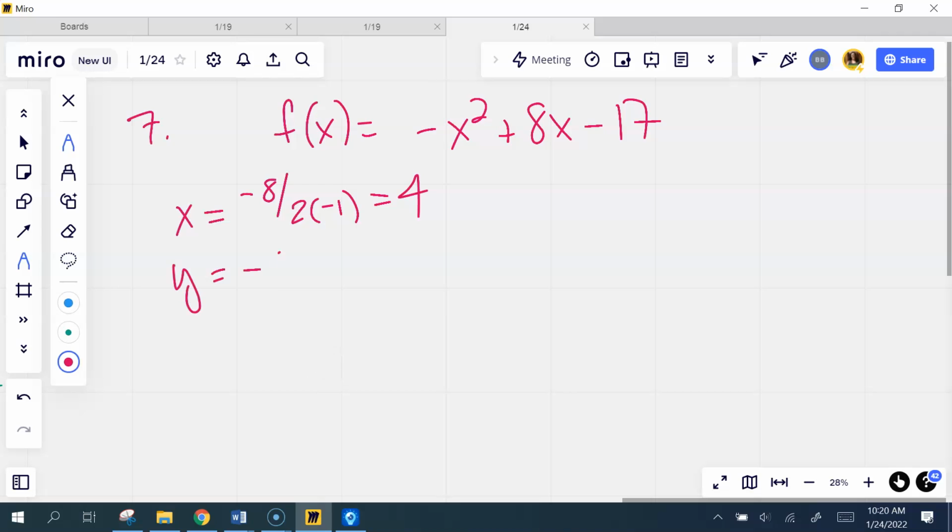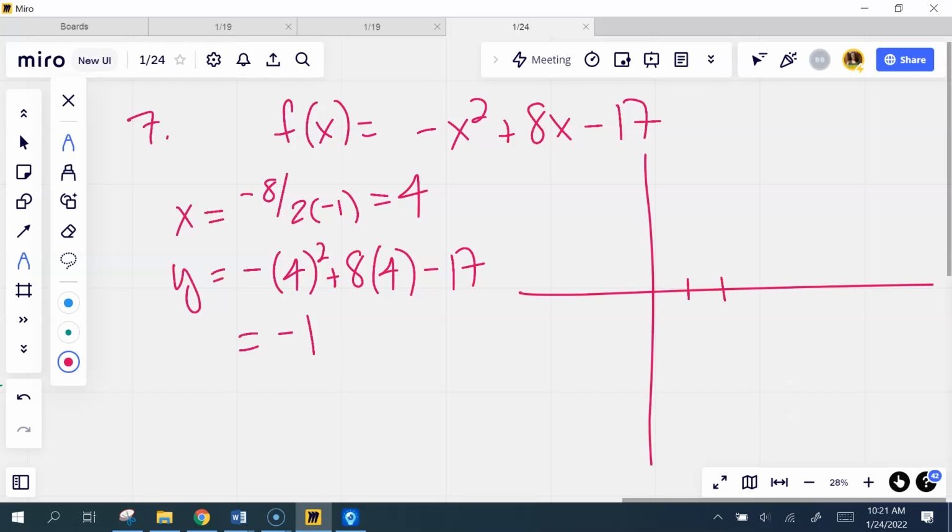Now if I plug that in, I'm going to show it here, but on my calculator, I'm going to store 4 as x. And I'm just going to type -x squared plus 8x minus 17. And I get -1. So 4, -1. Probably not going to use that y-intercept because it's pretty far away and it's down low.